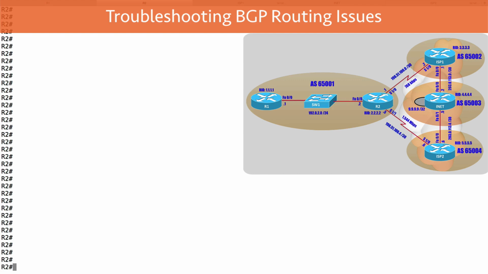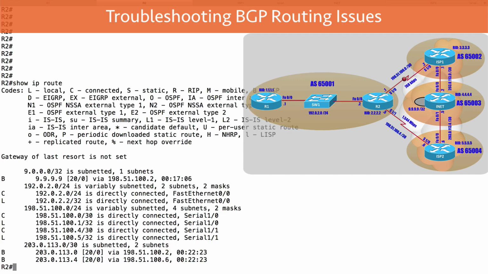Let's see what we're using right now, though. If I do a show IP route on router R2, how do I get to a network out on the internet? I'm using 9.9.9.9 as an example of some internet destination. That's actually a loopback interface on my iNet router on screen. And it looks like to get there, I'm going to go via 198.51.100.2. That's actually ISP1. That's the slower link.